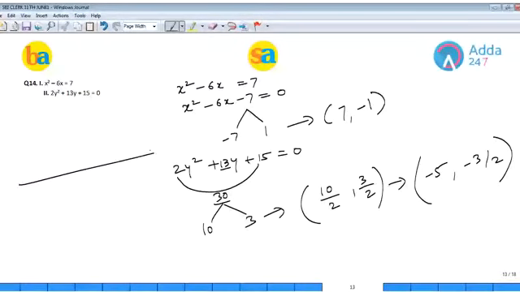Now we will represent these values on number line. So the values of x lie here and here, 7, and the values of y lie here and minus 3 by 2 will lie here, because it is a little bit more than minus 1, less than. So from here we can clearly see that both the values of x are greater than both the values of y. So x is greater than y, and B will be the correct option.